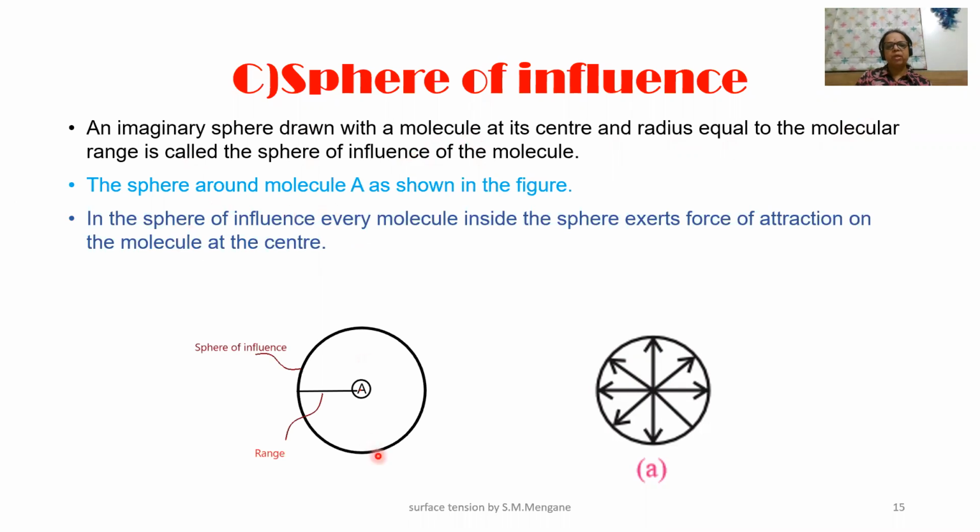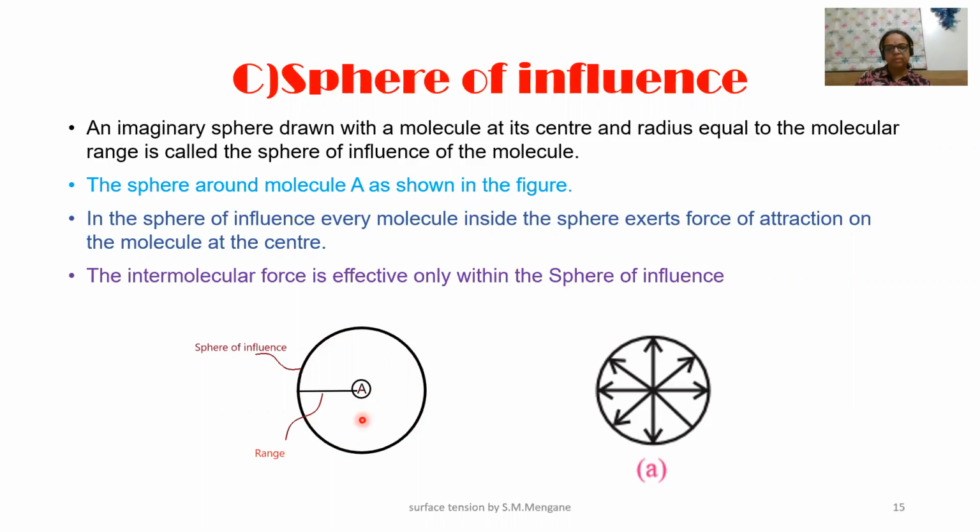The sphere around A, as shown in the figure. In the sphere of influence, every molecule inside the sphere exerts a force of attraction on the molecule at the center. Means the molecules which are in this sphere exert a force of attraction on the molecule which is at the center. The intermolecular force is effective only within the sphere of influence.